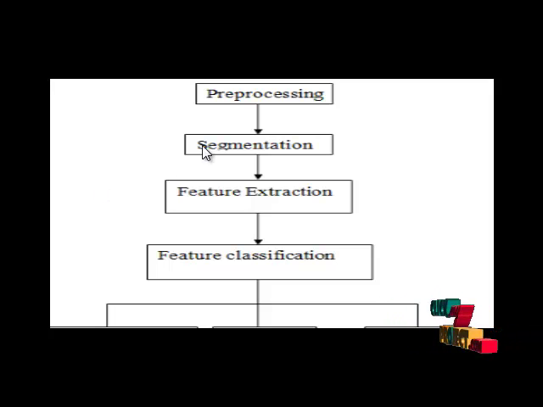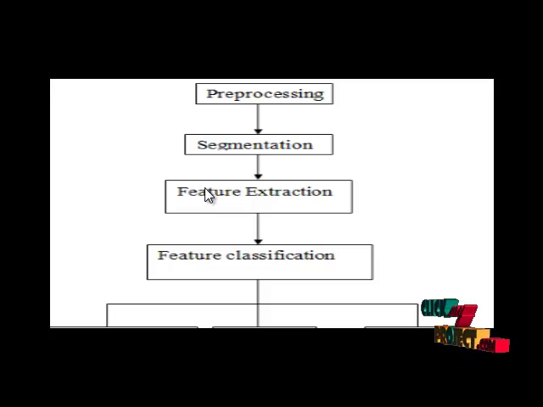Then we will go for segmentation. Segmentation refers to the process of partitioning a digital image into multiple segments or regions. The goal of segmentation is to simplify the representation of an image into something that is more meaningful and easier to analyze. Here we are applying segmentation to segment the microcalcification pixels.